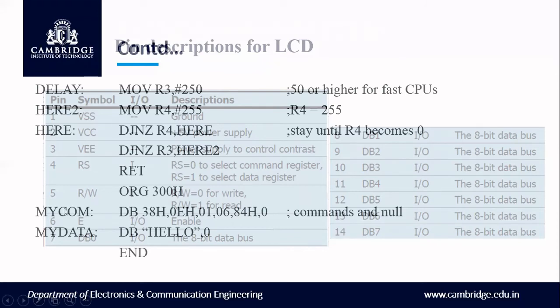So I'll define this, so that we need to remember with respect to the assembler directive. And DB stands for data bus. Pin number 5, R/W, stands for read and write. It is also an input pin. You know, the read and write pin.